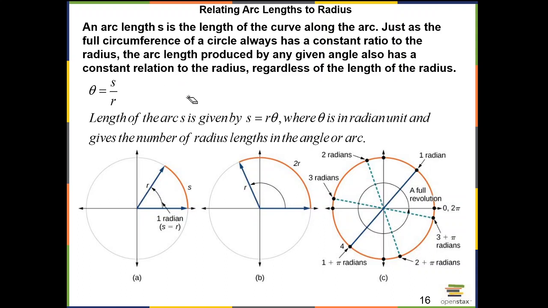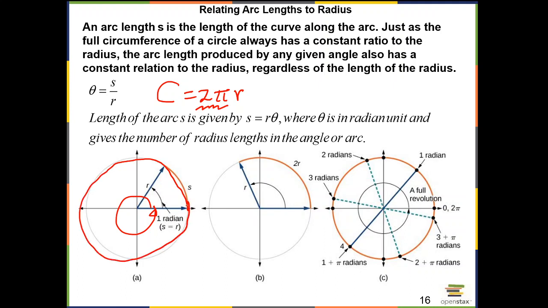So that means if I want the whole circumference, the formula is 2 pi times the radius, and 2 pi is how many radians make one complete turn. One complete turn is 2 pi. So if I want to find the distance all the way around, all I have to do is take this 2 pi radians and multiply it by the radius.